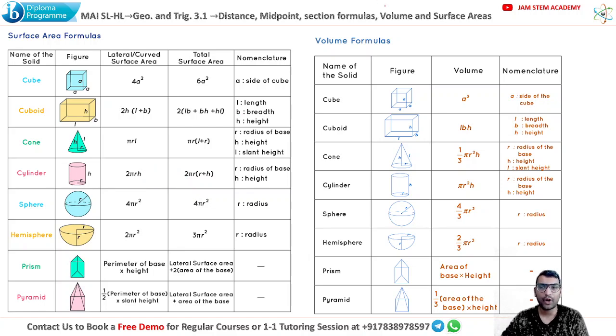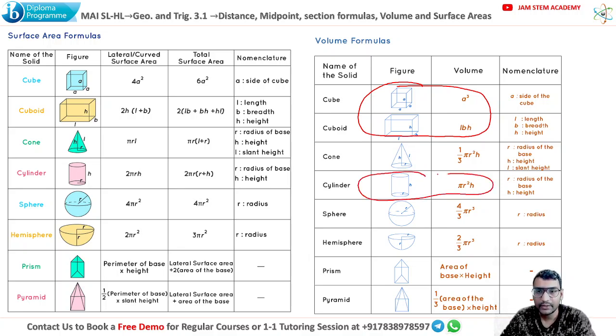Next is volume. Volume means the amount of water it can hold, or the capacity of that solid. In this case, if you have uniform solids like these, or the cylinder, then you can just take the base area and multiply it with height, which gives you the volume. Okay, base area times height.